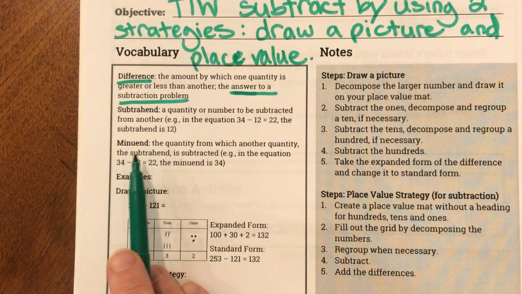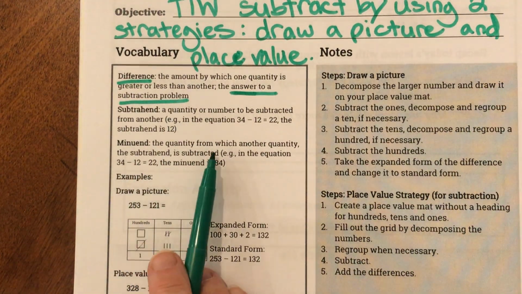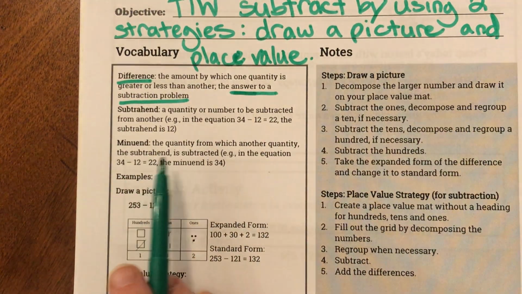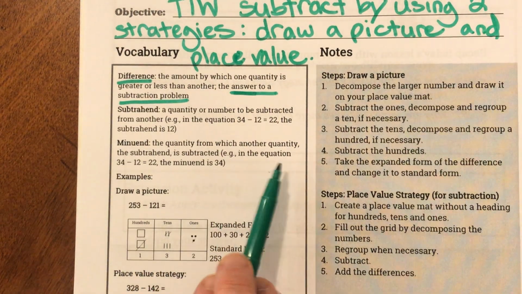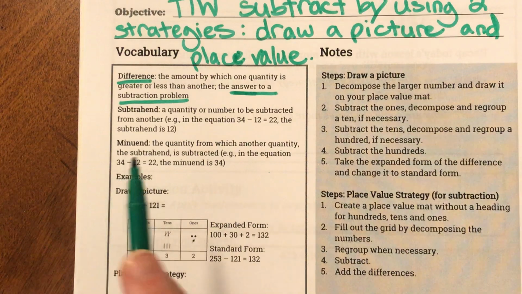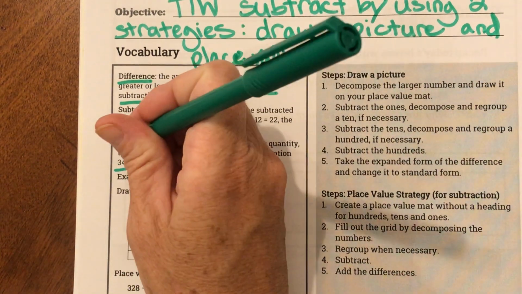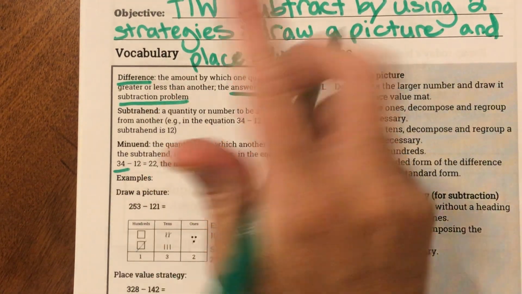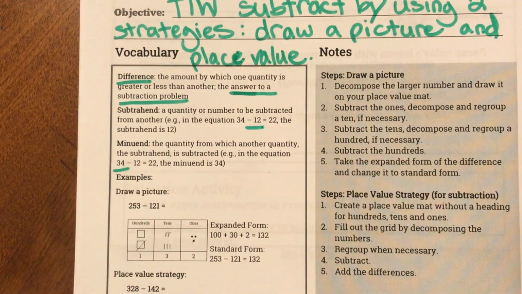Okay, our next word is the minuend. It's the quantity from which another quantity, the subtrahend, is subtracted. So in the equation 34 minus 12, the minuend is 34. So the minuend is the first number, and the subtrahend is what you're actually subtracting.